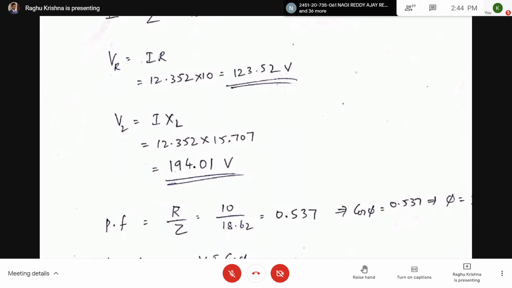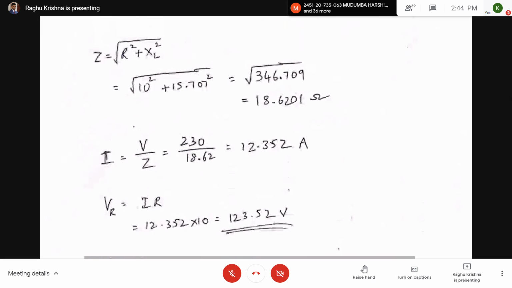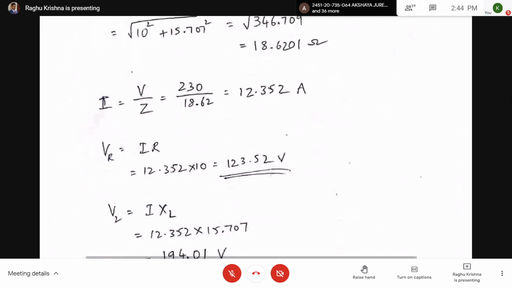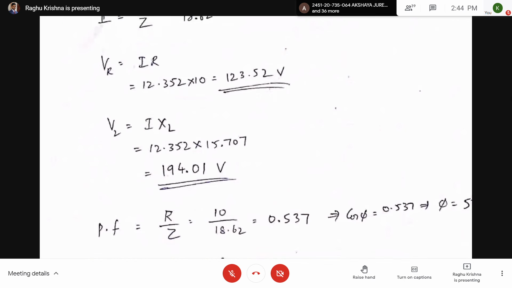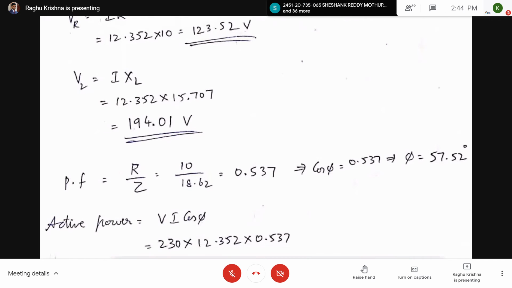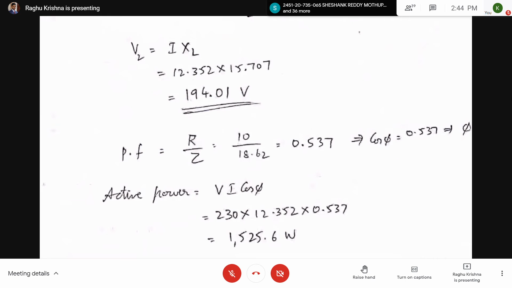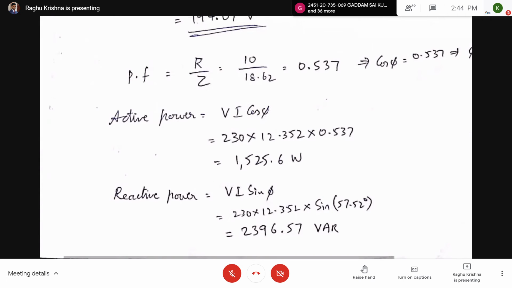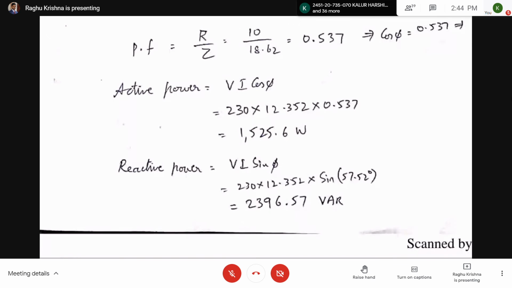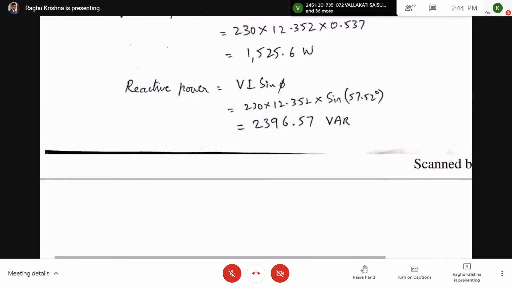Next, power factor equal to R by Z. So R you have 10, Z equal to 18.6201. So you are going to get the power factor. Next, what is the active power? Active power is equal to VI cos phi. Active power or average power, both are same. So you are going to get active power. Reactive power is VI sin phi. So here you are going to get reactive power. There is a derivation for this reactive power. It will come after this.